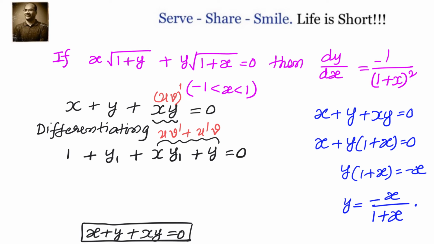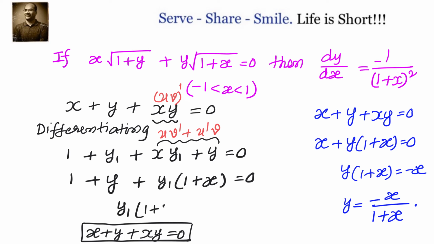So now we can take y1 common and try to find y1 in terms of y and x. Then we go back to y and substitute what we got earlier, -x/(1+x). So we have now 1 + y + y1(1+x) = 0. Or can I say that y1(1+x) = -(1+y), or y1 = -(1+y)/(1+x).